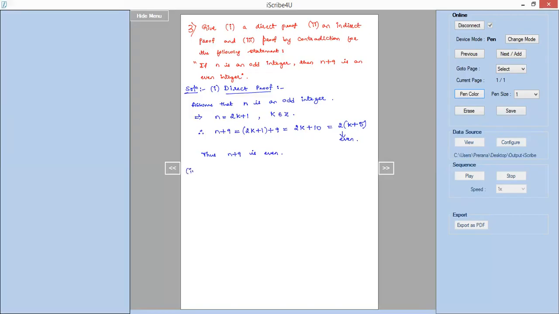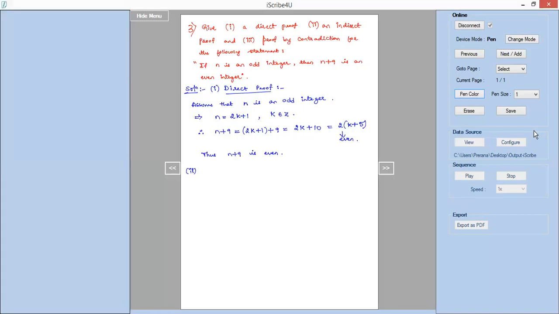Now the second one. Second one is to prove by indirect proof. We have to prove the given statement is true by indirect proof. So let us now recall what indirect proof is. Indirect proof is the same as saying it is proof by contrapositive. So we will be proving the statement by contrapositive. That is, negation Q conditional negation P is true. So that's the indirect proof for us, or the contrapositive proof for us.